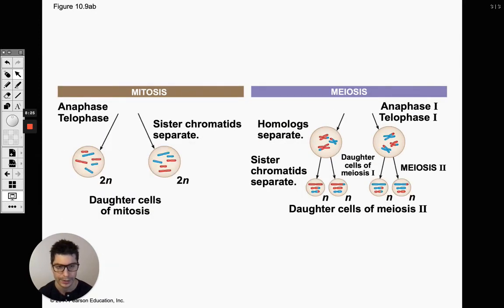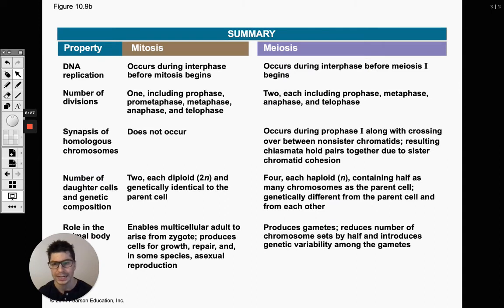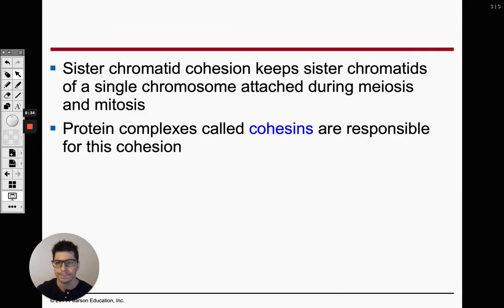There's a little zoomed in on it. We're not going to worry about that. And then here's just a summary on everything we went over on what the differences are. You guys can look at that on your own time.